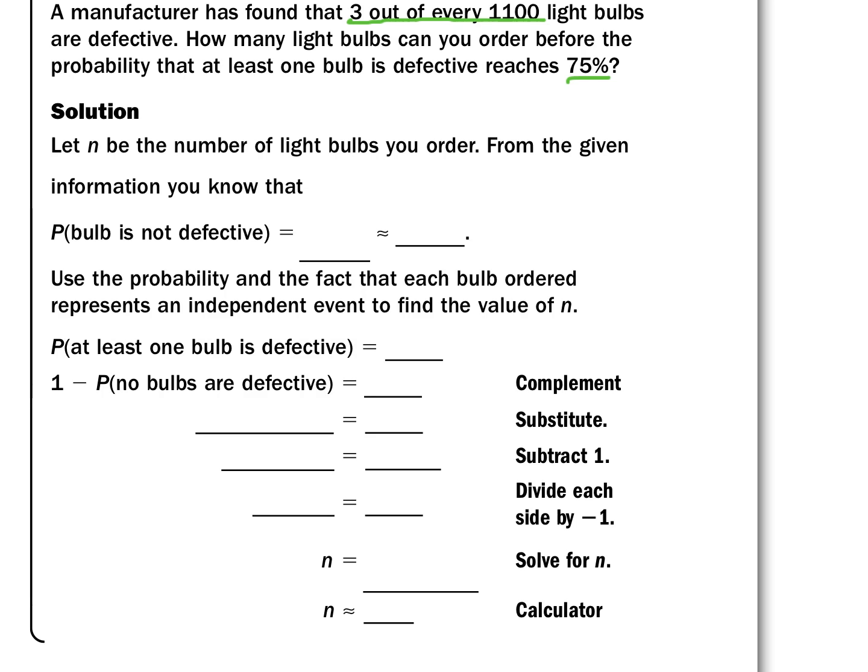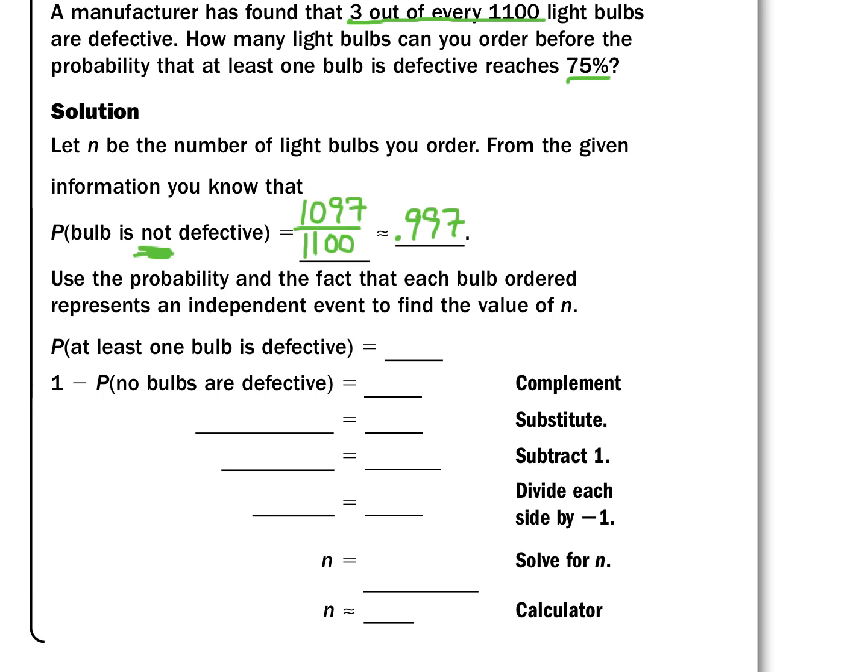From the given information, we know the probability that a bulb is not defective. 3 out of every 1,100 are defective, so that means that the remaining 1,097 out of 1,100 are not defective, which is approximately 0.997. So very, very high probability that the bulb is not defective.